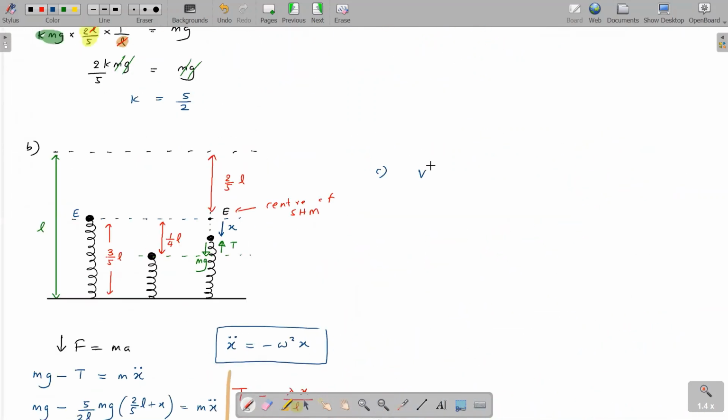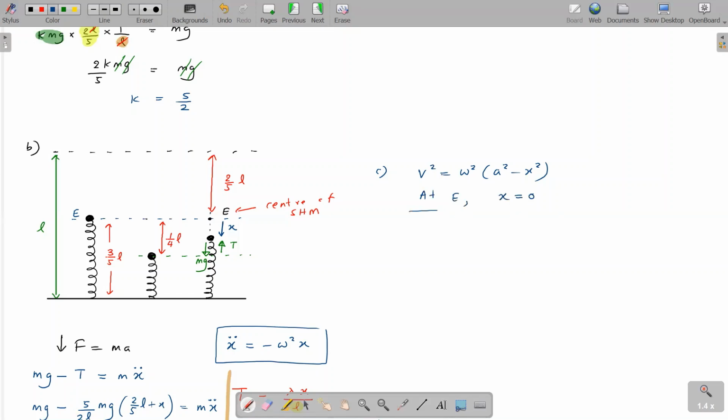All you have to do here is use V square equals omega square times A square minus x square. Remember, this is a simple harmonic motion equation. In a simple harmonic motion equation, x represents the distance you are displaced away from the center of your SHM. So make sure you use the x value correctly here. So V square, at the center, at point E, you know the x value should be 0, isn't it? x value is 0.